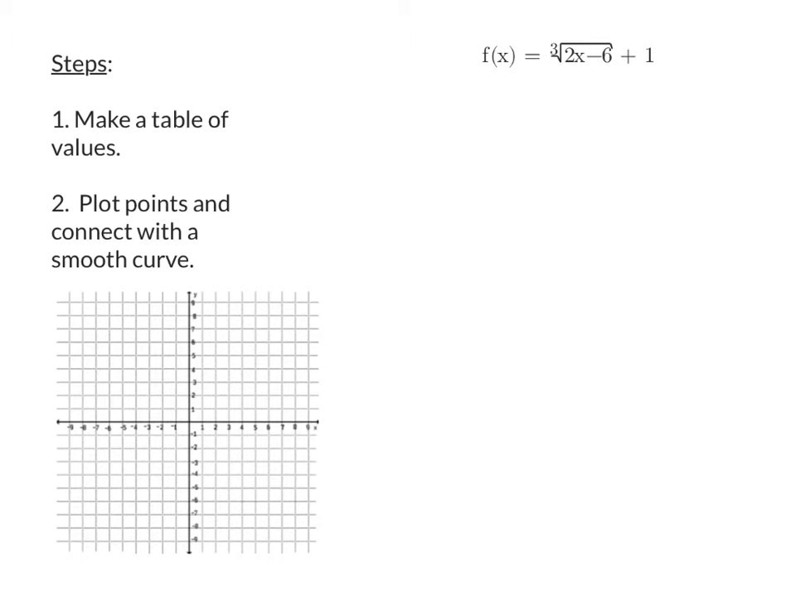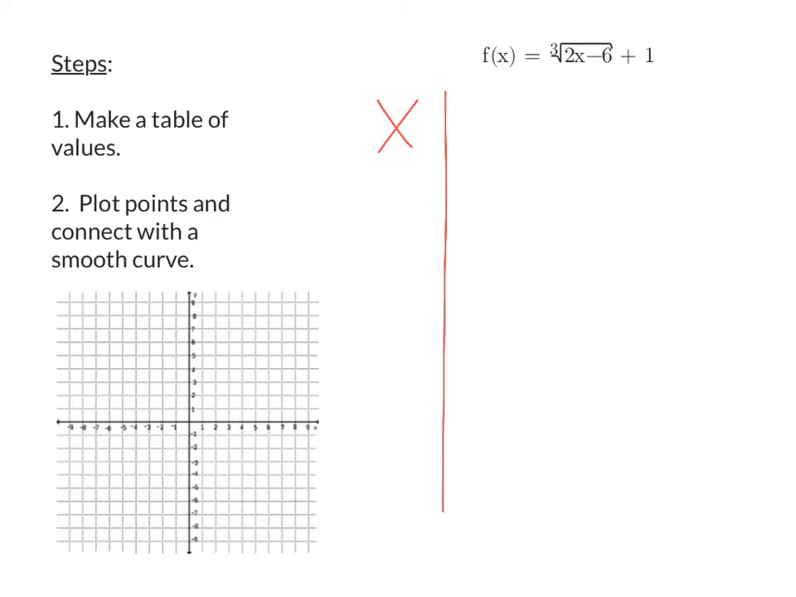Now, personally, I find it easier to graph integer coordinates. So you want to look at your radicand, the 2x minus 6, and make that a perfect cube, so when you take the cube root, you get an integer. So let's start off with making our table of values.